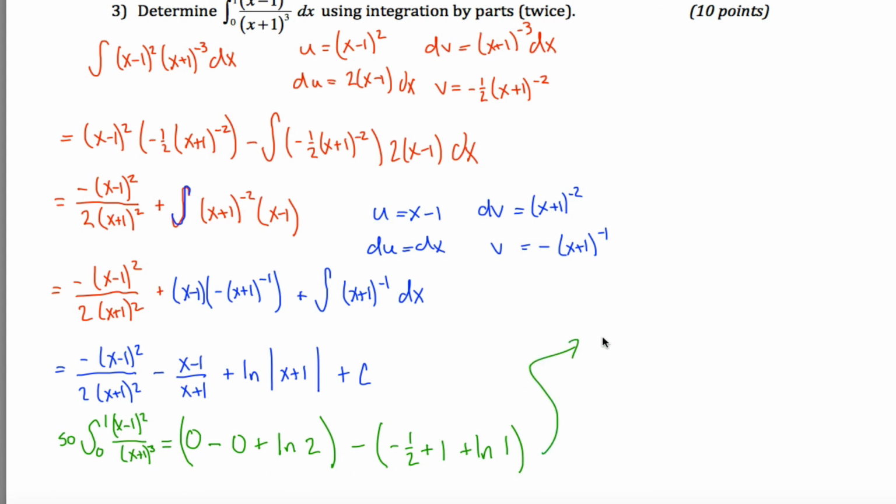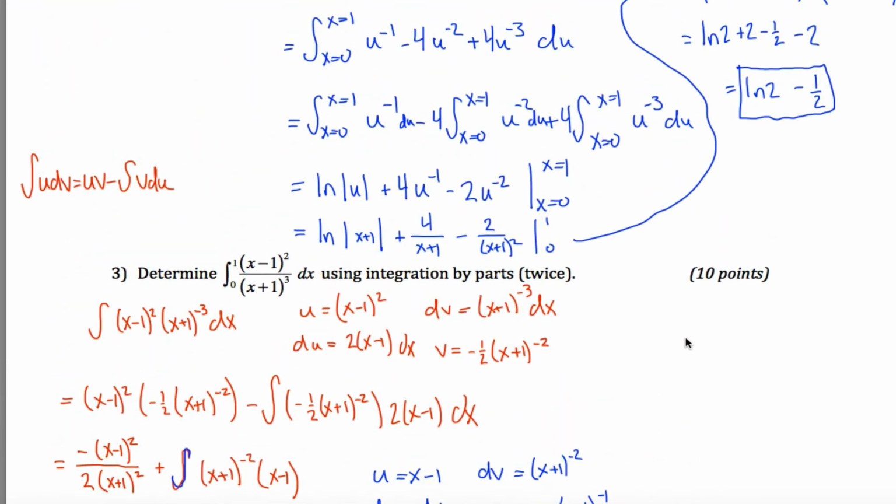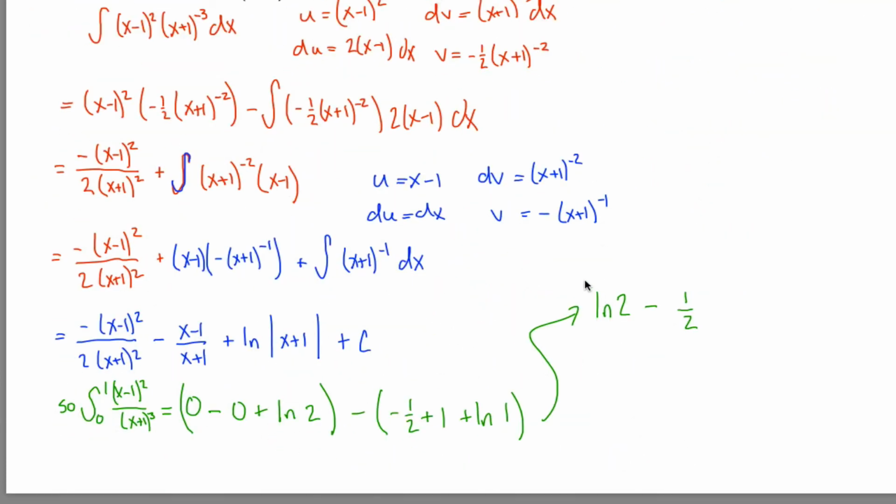Let's see what we got here. This is the natural log of 2 minus negative 1/2 plus 1 is positive 1/2. And the natural log of 1 is 0. So I get natural log of 2 minus 1/2, which I pray is what I have here. It is. How about that?